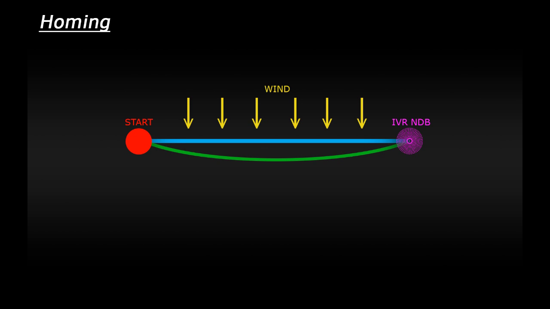This is bad because we end up flying a longer route to the NDB, meaning it takes longer to get there, and we also end up using more fuel. So the preferred and more accurate method of navigation is called tracking. Tracking will allow us to fly towards and away from an NDB in a straight line and on a specific bearing. So when we talk about bearing, we're talking about the position of one object in relation to another.